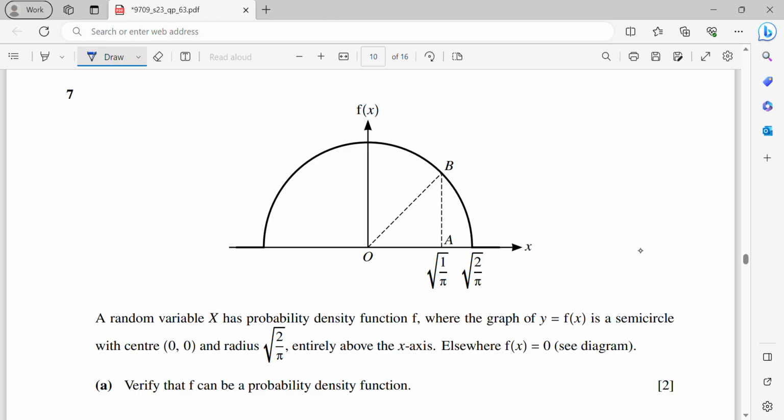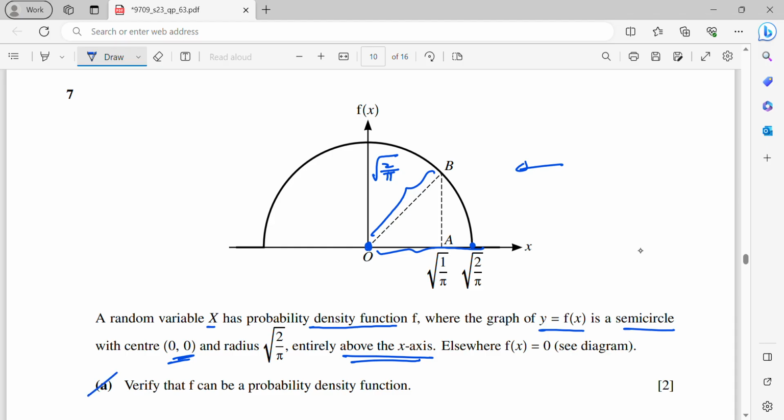Now, a random variable x has probability density function f, where the graph y equals f(x) is a semicircle. So this is a graph with center (0, 0) and radius square root of 2 over pi. That means OB is also square root of 2 over pi, because it is a radius. The graph of f(x) is entirely above the x-axis, whereas f(x) goes to 0.